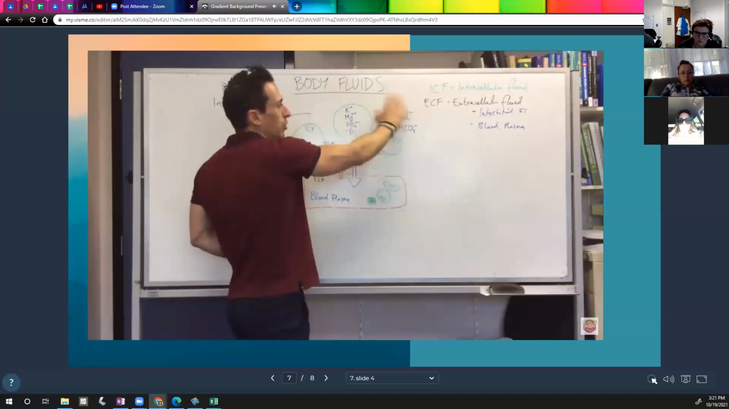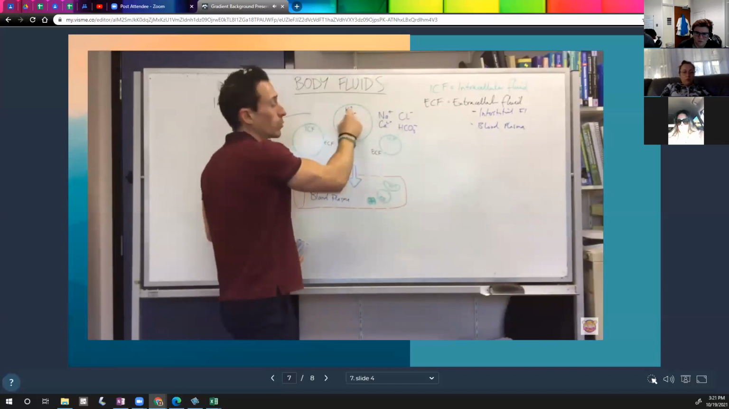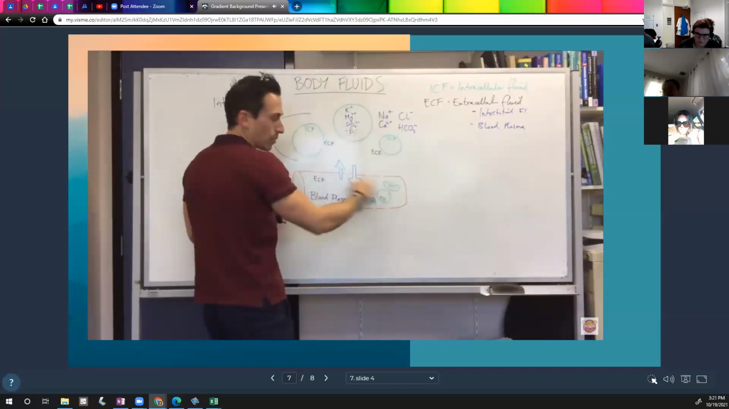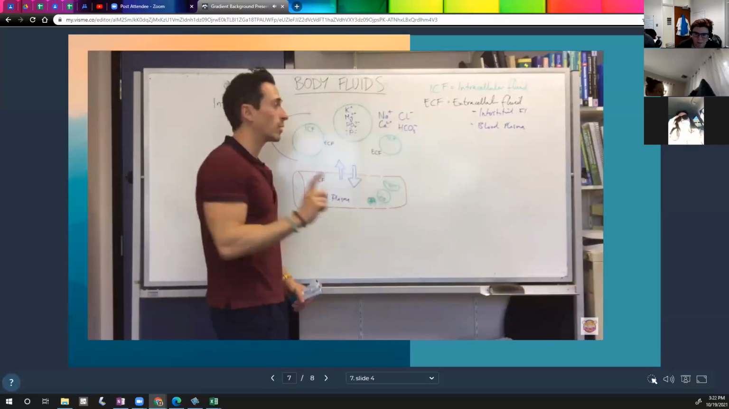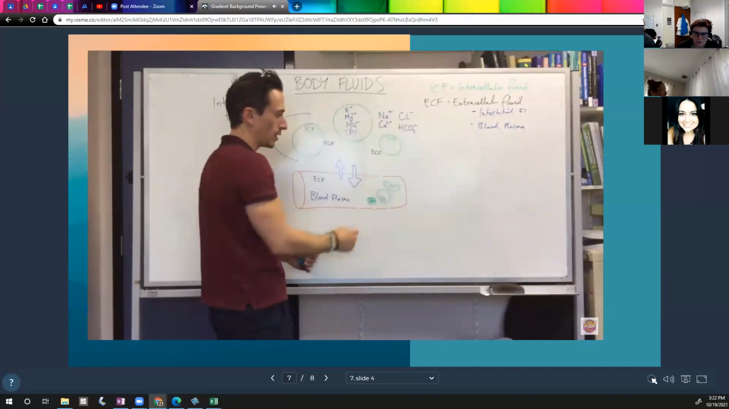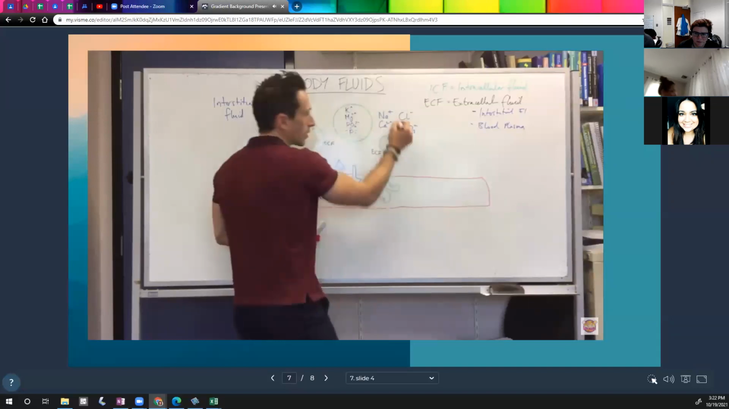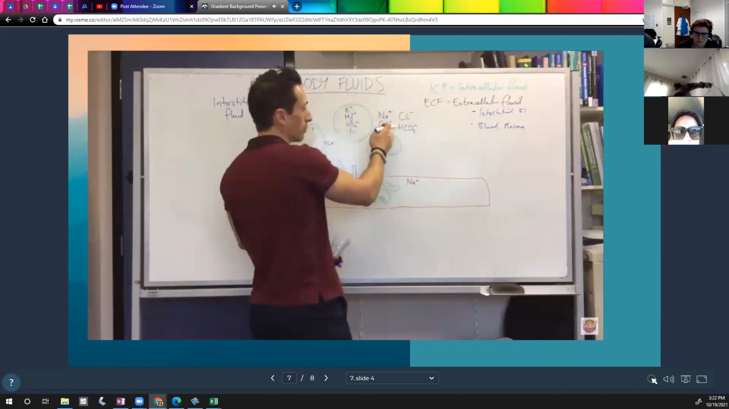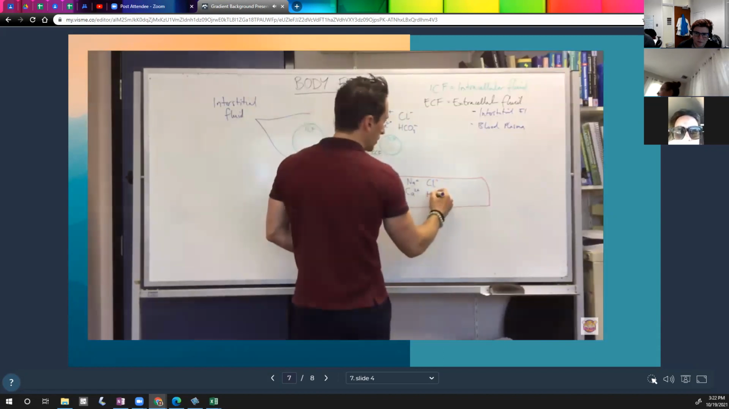So that means that the concentration of sodium outside will not be reflected by the concentration of sodium inside, and the concentration of potassium inside will not be reflected by the concentration outside. However, because the blood vessel does allow for exchange between the interstitium and the blood plasma, whatever concentration of sodium is in the interstitium will be the concentration of sodium in the blood vessel. So for example, if I were to just extend this blood vessel out, the concentration of sodium outside the cell is going to be the same as in the blood vessel. The concentration of calcium outside the cell is going to be the same as in the blood vessel, and same with chloride and bicarbonate.